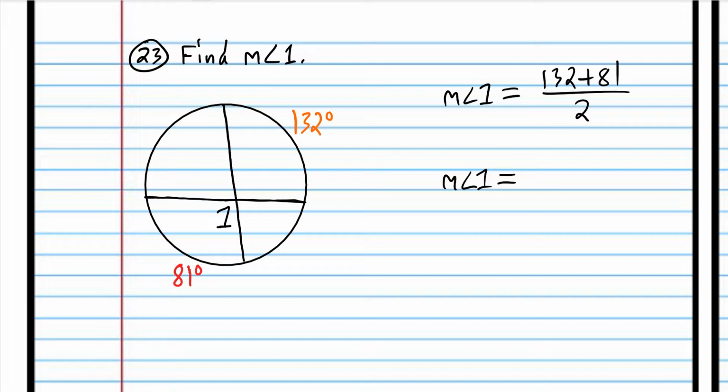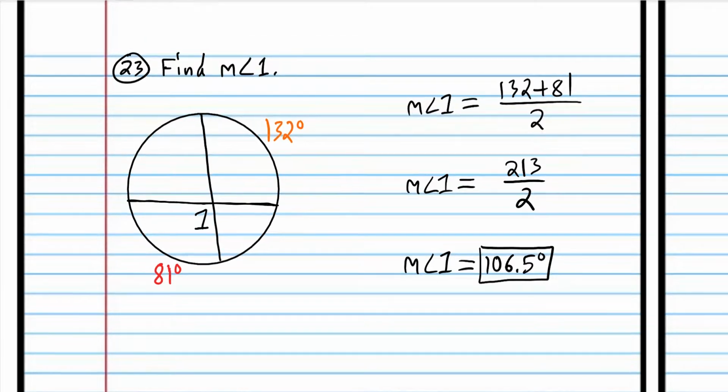And don't be afraid to use your calculator. Again, a calculator is allowed for this test. So we get 213 over 2. And then when we divide by 2, we get 106.5 degrees. So if you got that answer, good job.